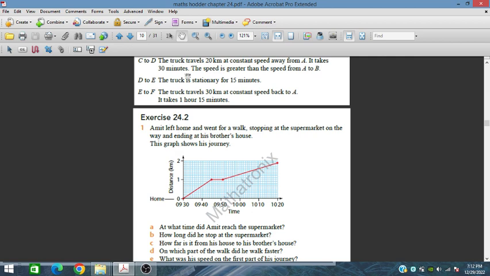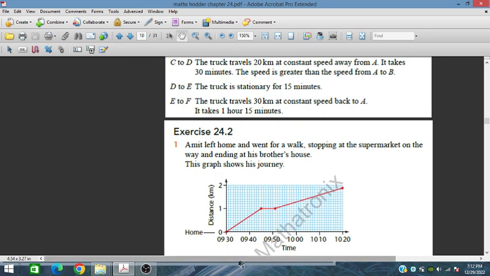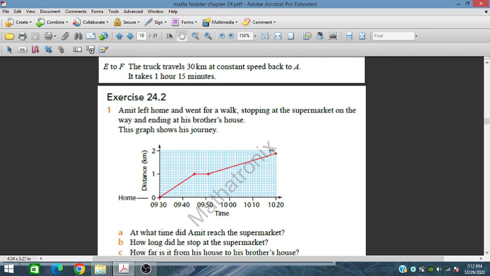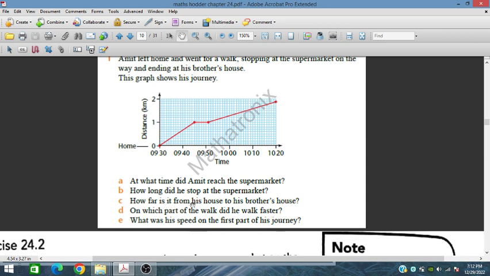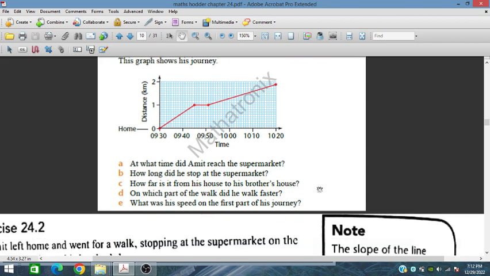Similarly, we have this exercise, 24.2. Amit left home and went for a walk, stopping at a supermarket on the way and ending at his brother's house. This graph shows his journey. At what time did Amit reach the supermarket, and how long did he stop there? How far is it from the house to his brother's house? On which part of the walk did he walk faster? What was his speed on the first part of his journey?